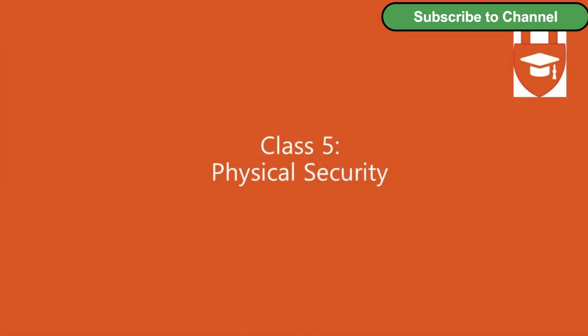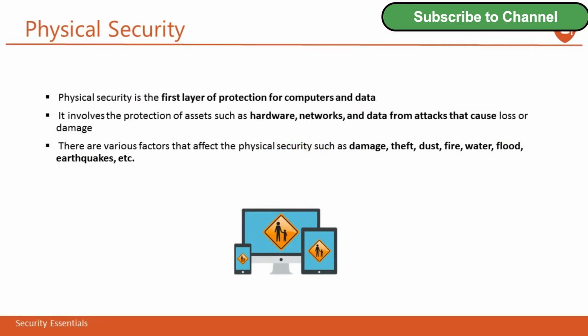Hello everyone, we are now in Class 5 of Course 1. Here in this class, we will learn about physical security: physical security measures, physical security threats, physical security controls, and threat systems. It's the last class of Course 1. So first thing, physical security.